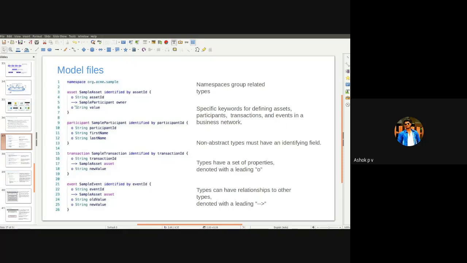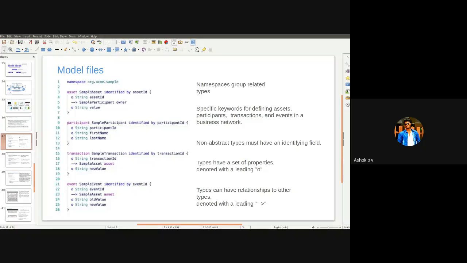So for example, here first I should specify the asset sample set that it is identified by the asset ID. The asset ID should be specified inside the curly braces, as a string asset ID and a value. And this is nothing but the relationship that we give to the next definition. If you see this arrow mark, it is denoting a relationship to the other thing.